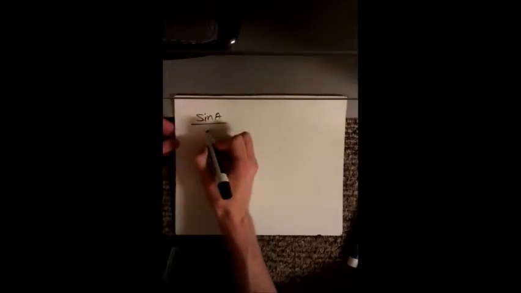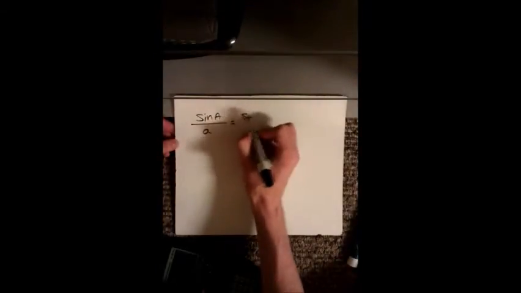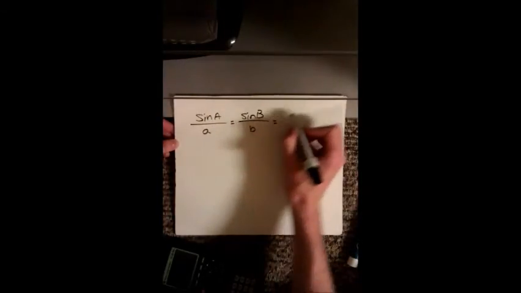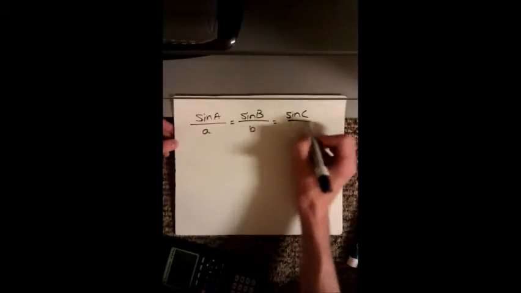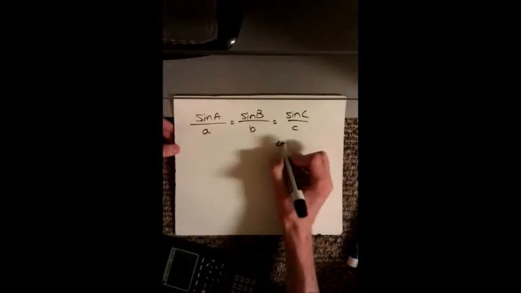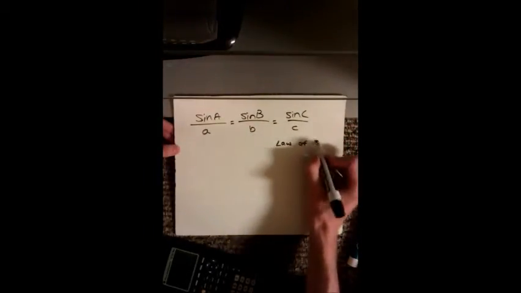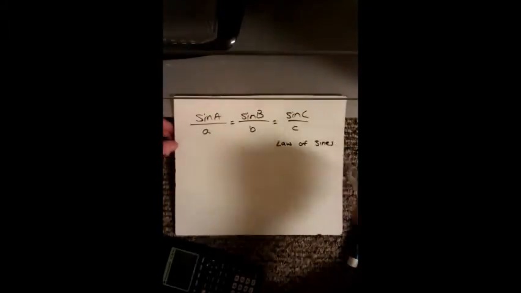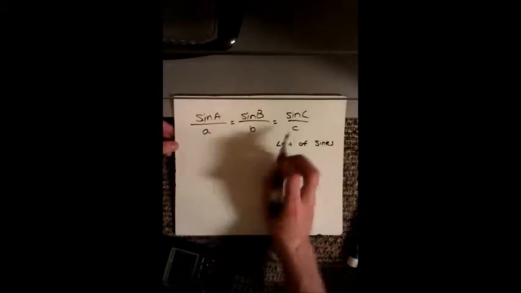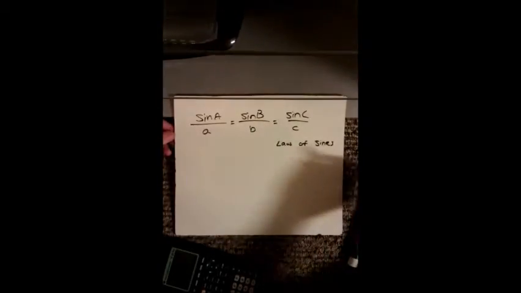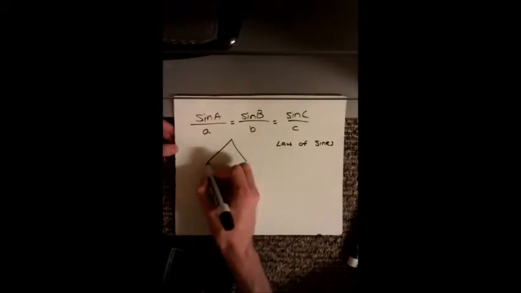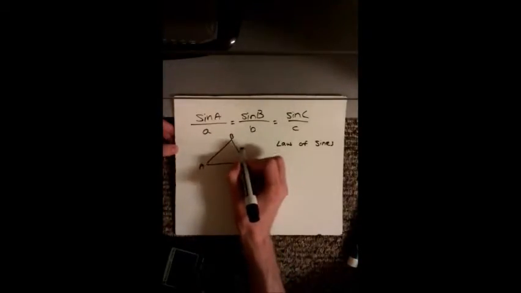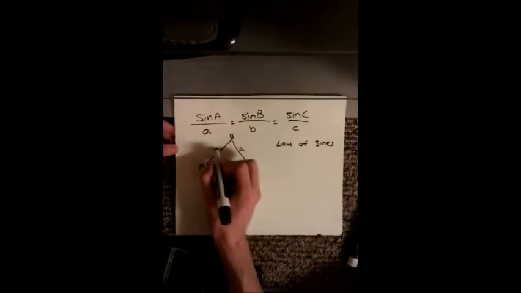I talked about how the sine of A over A is equal to the sine of big B over little b, to the sine of big C over C. So we call this one here the law of sines, where the capital letters here represent angles and the lowercase letters represent sides of the triangle ABC. So little a, little b, little c.